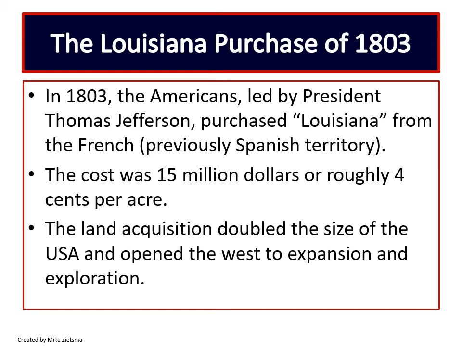The Louisiana Purchase of 1803. In 1803, the Americans, led by President Thomas Jefferson, purchased Louisiana from the French, previously Spanish territory. Napoleon controlled Spain as well as France. The cost was $15 million, or roughly 4 cents per acre. The land acquisition doubled the size of the U.S. and opened the West to expansion and exploration, one of the greatest real estate deals in American history.